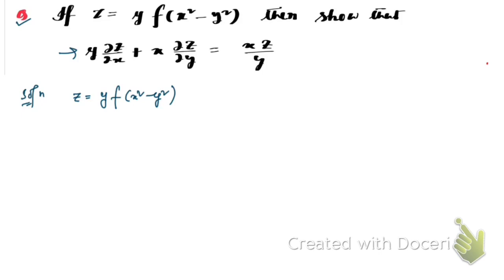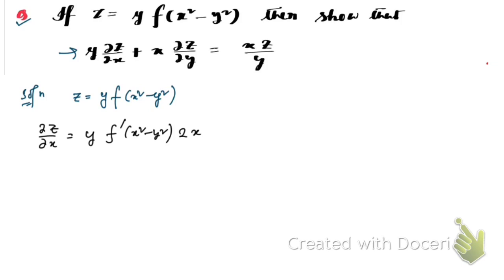Okay, so first let us differentiate z with respect to x partially. Here we are differentiating with respect to x, so we're going to consider y as a constant. The constant is taken outside, and the derivative of f of this is f dash of x square minus y square. Differentiating the function within the bracket gives you 2x only, right.